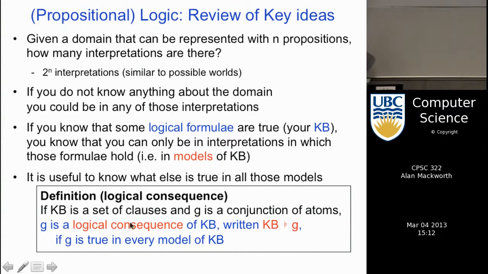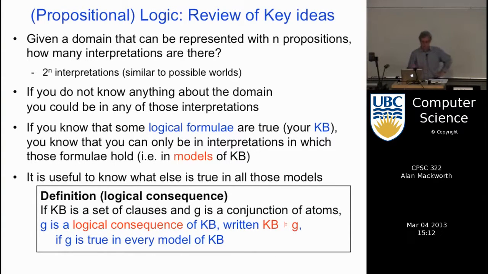If KB is a set of clauses and G is a conjunction of atoms, G is a logical consequence of the KB, written KB double turnstile. Okay, this is very important. There's a double turnstile there. That's a semantic notion, not a proof theoretic notion, which is a single turnstile. So you just read this as G logically follows from the knowledge base. You can read it as KB semantically entails G. That's a little awkward, so we usually just say G is a logical consequence of the knowledge base. And that's just a definition. This statement holds if G is true in every model of the knowledge base.